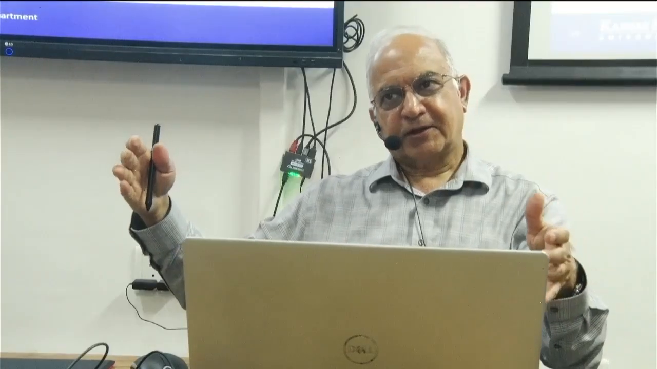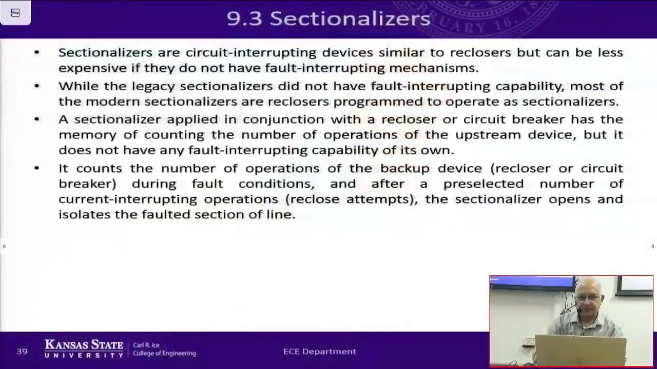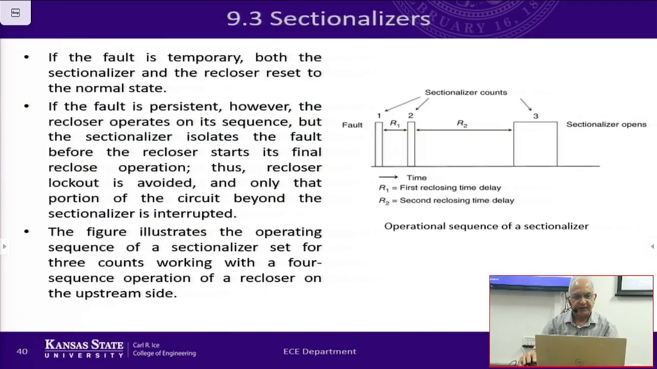So if you have 4 operations for the recloser, the sectionalizer should have 1 less, because by the time the recloser is opened 3 times, then the sectionalizer will open. So I'll show you some picture here in the next slide here.